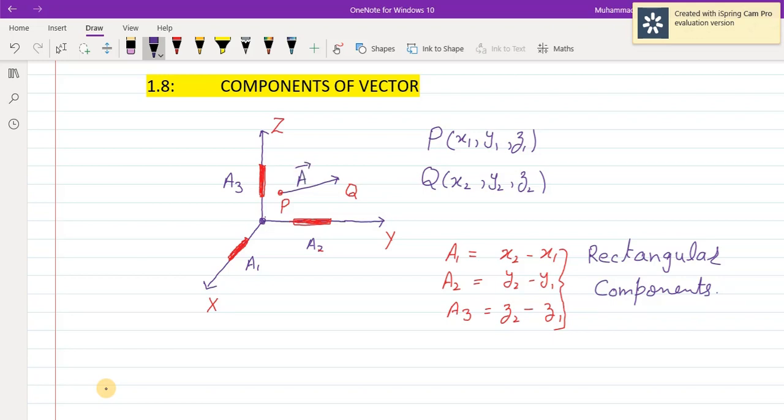We can make three vectors from these rectangular components. This A1 i unit vector is in the direction of x-axis while A2 j unit vector and A3 k unit vector are in the direction of y-axis and z-axis respectively. We call these three vectors component vectors. So these are component vectors of vector A.